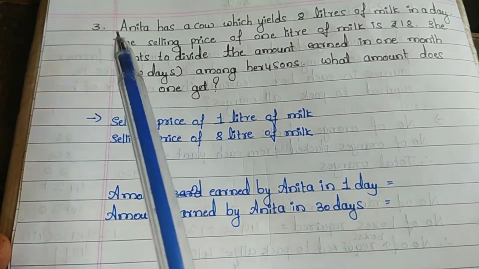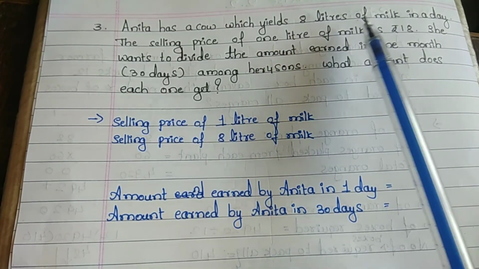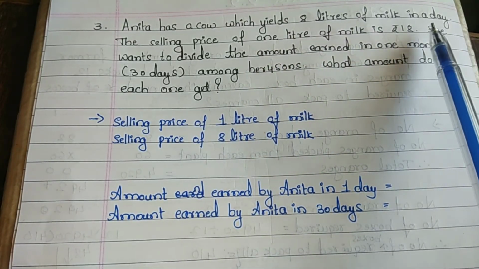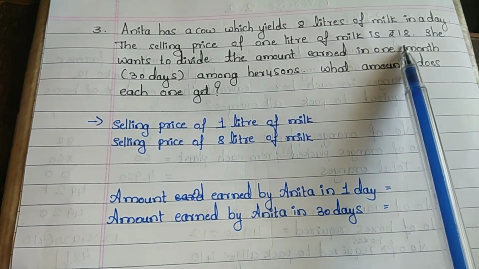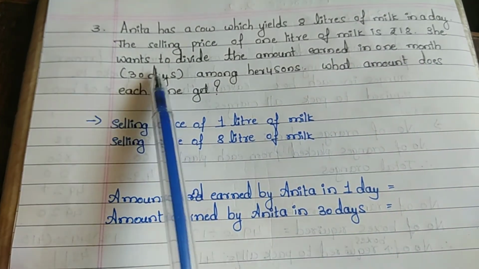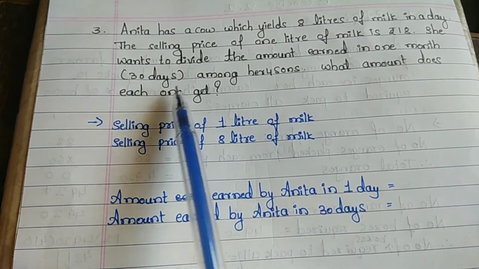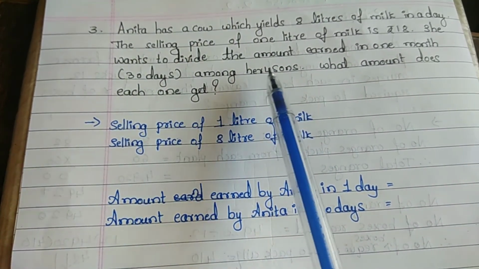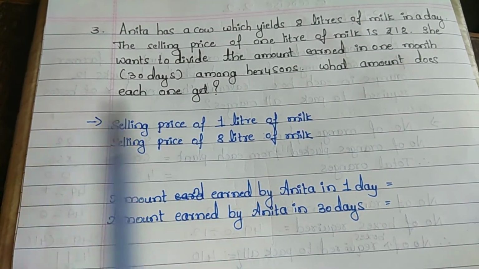Third one. Anita has a cow which yields 8 liters of milk in a day. The selling price of 1 liter of milk is rupees 18. She wants to divide the amount earned in 1 month, means 1 month means how many days? 30 days. Among her 4 sons. What amount does each one get?